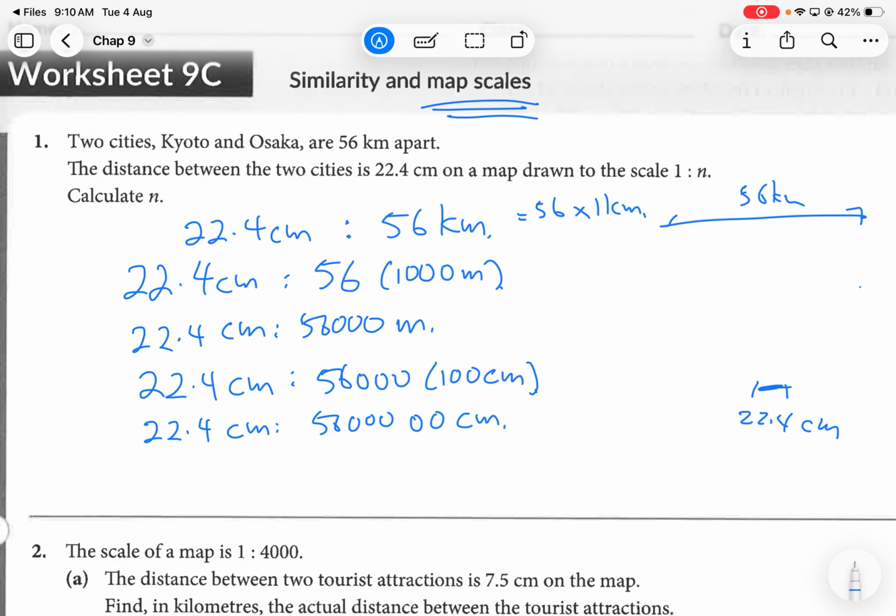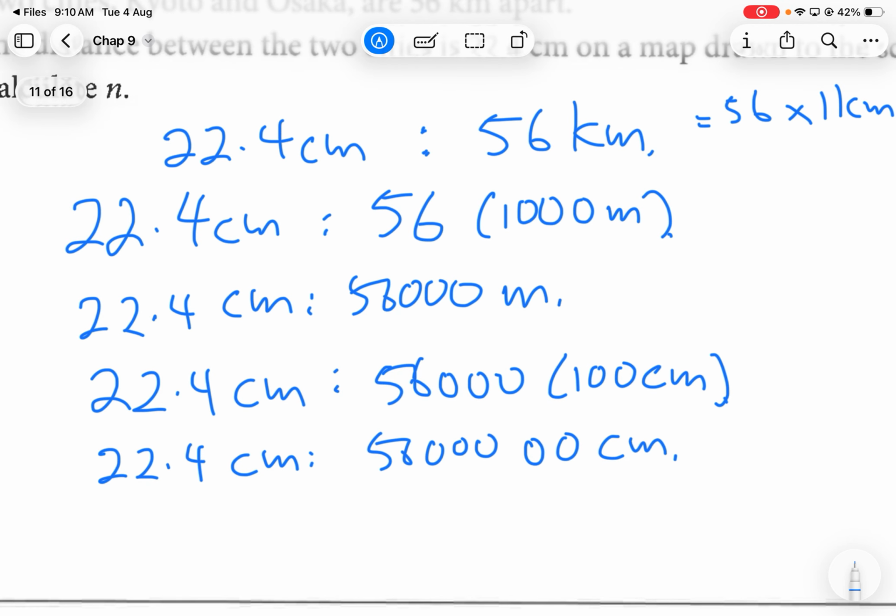I am trying to change kilometer into cm. 56 kilometers is 56,000 meters. Every 1 meter is 100 cm. So 56,000 times 100 cm is this long. 5.6 million.